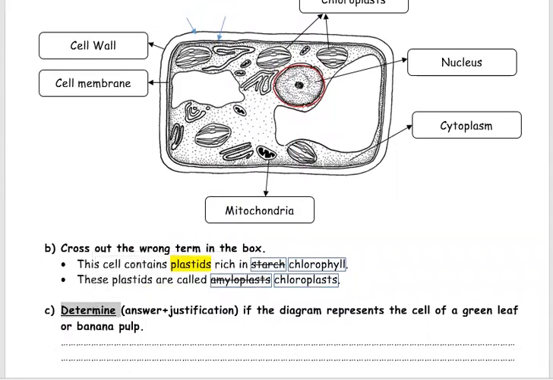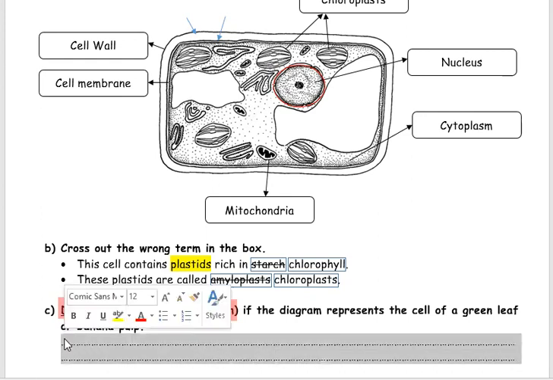Determine. Do not ever forget that each time I ask you to determine, you have to justify your answer. The diagram, does it represent a green leaf? Is it the cell of a green leaf or of a banana pulp? What's the difference? The green leaf is green in color. The banana pulp is yellow in color. In the cell, we have the chloroplasts full of the green chlorophyll. So this diagram represents a cell of a green leaf.